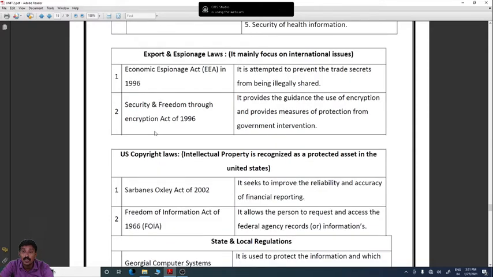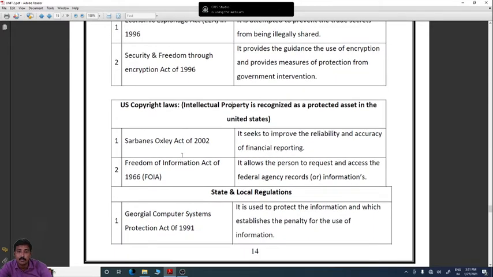The next one is to avoid copyright issues, called US copyright laws. We know that IP, intellectual property, is recognized as a protected asset in the United States. Here I have already mentioned that these laws are focused only on the US, because the US is the first country that tried to implement the concept of information security.